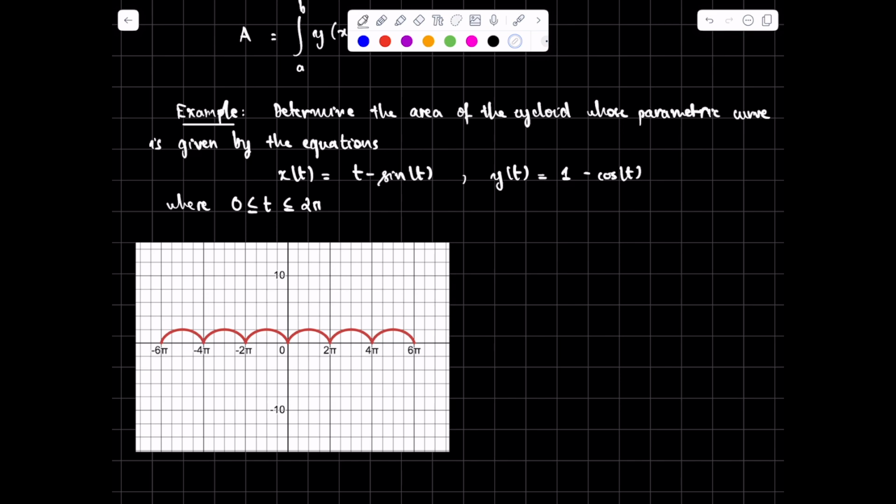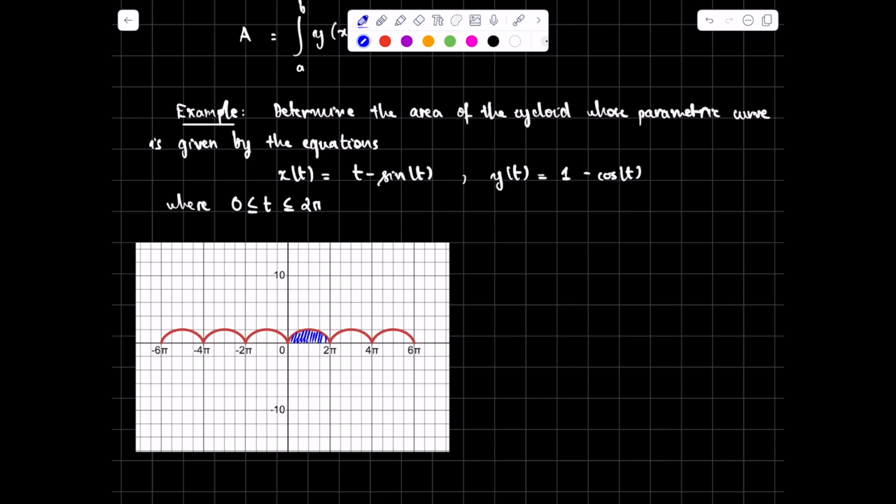Now, as you can see in the image, this is the graph of the cycloid, and it can go on forever from negative infinity to positive infinity, but I just graph and restrict the value of t, or the parameter t, between negative 6 pi to positive 6 pi. So in this example, we just evaluate the area of the cycloid from 0 to 2 pi. So that is, you want to evaluate the area of this region only.